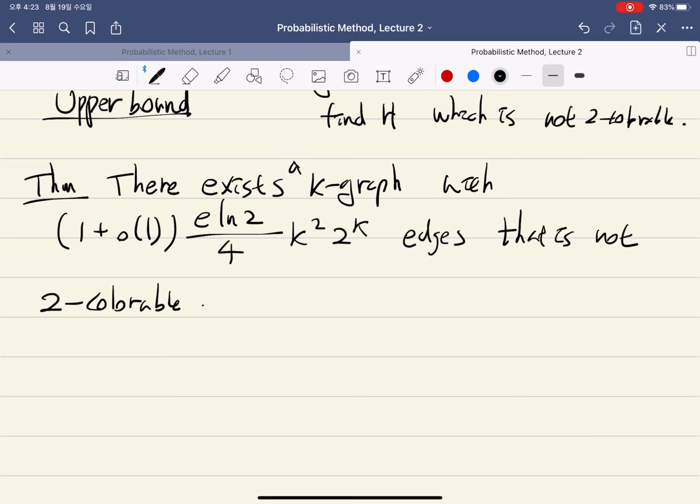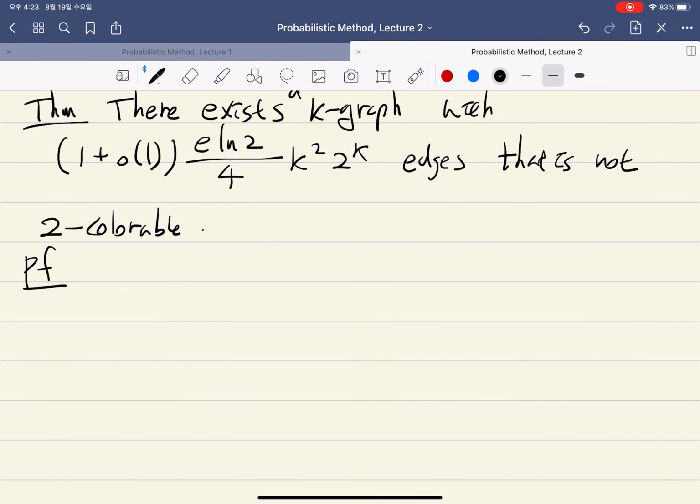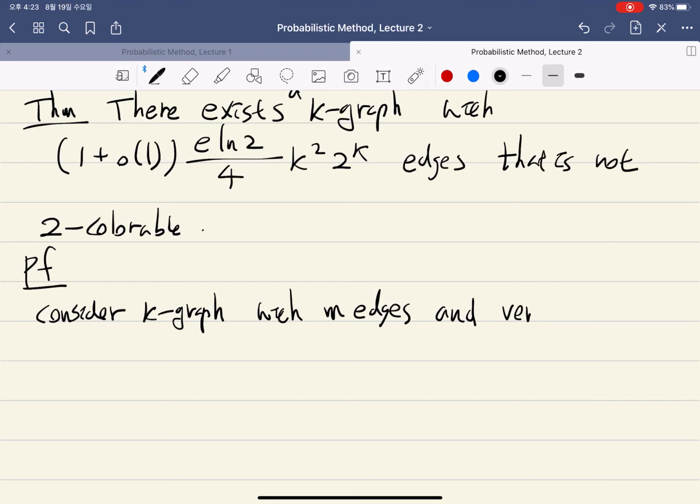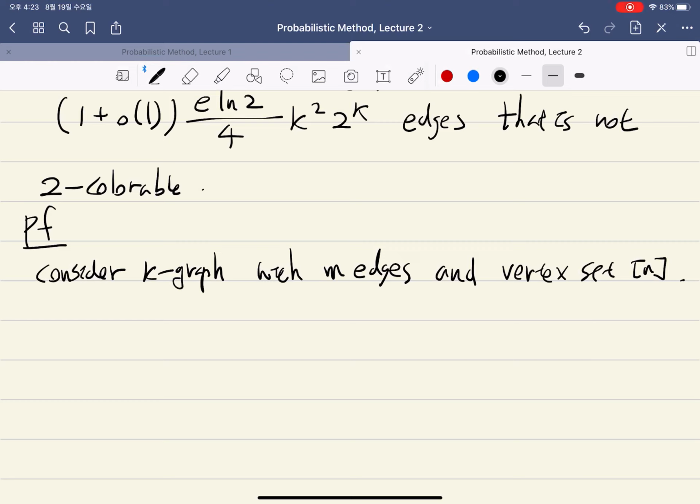We want to show that there exists a k-uniform hypergraph which is not two-colorable and has this many edges. So how do we want to do it? We want to consider a k-graph with m edges and vertex set [n]. And m and n we will not specify yet. They will be chosen later.